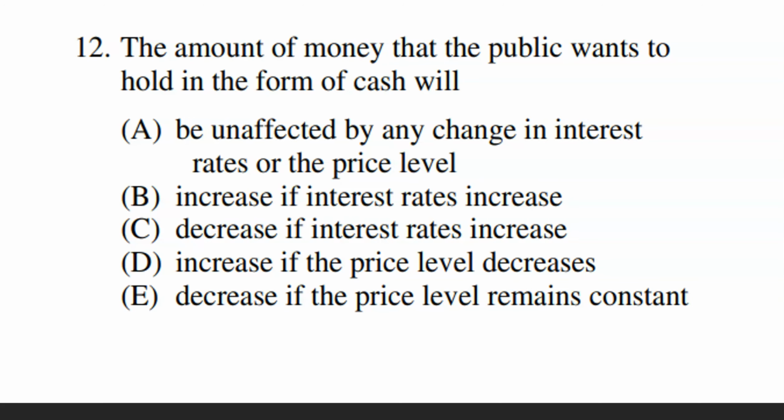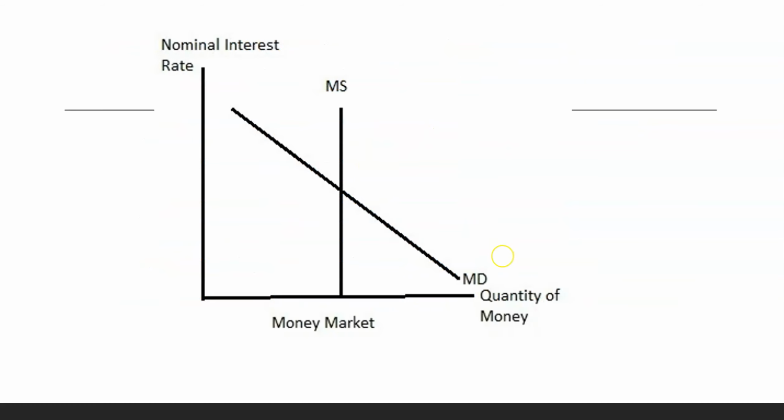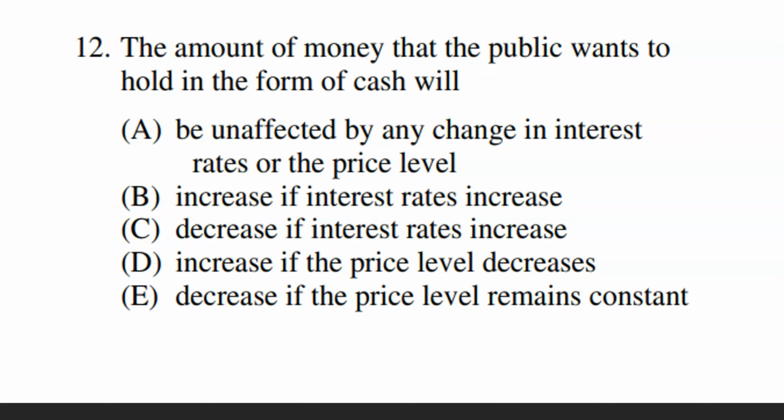So the question here is talking about how much money the public wants to hold in the form of cash. And that is this line here, the MD line. So what happens is if the interest rates go up at the bank, right now interest is very, very low. It's ridiculously low right now. It's basically zero. So nobody's really interested in putting their money in the bank if they've got cash, other than to keep it safe. So which of these answers is true? The amount of money that the public wants to hold in the form of cash will, and the answer is C, decrease if interest rates increase.